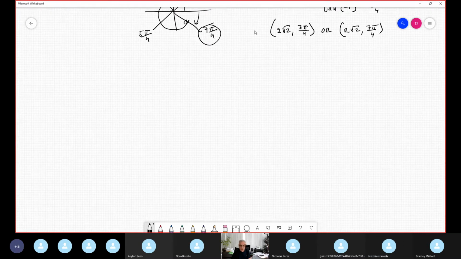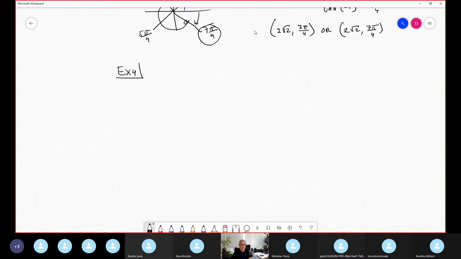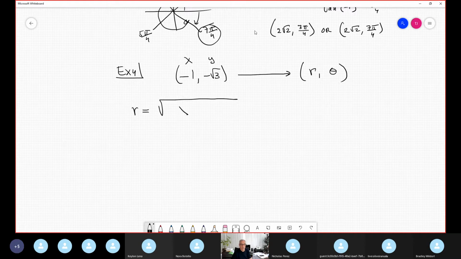Example 4. Example 4 is another rectangular, sorry, que es negative 1, negative radical 3. So this is X and this is Y. I need to change to polar, R theta. Okay, I'm using the famous formula, square root of X squared plus Y squared, and theta is tangent inverse of y over x.